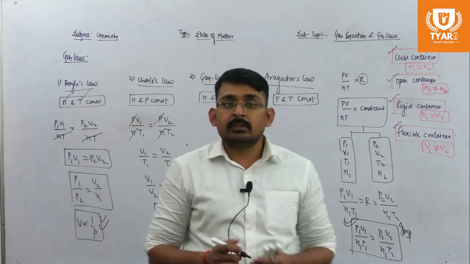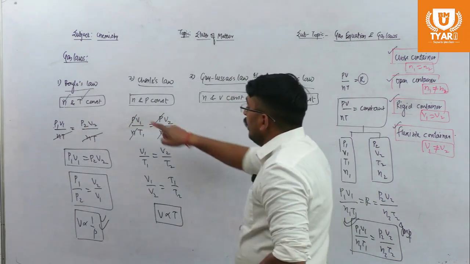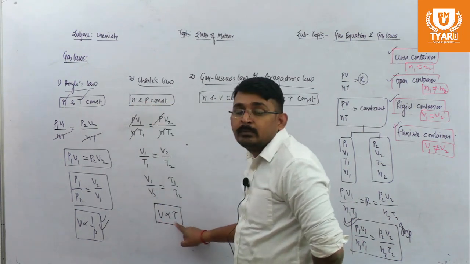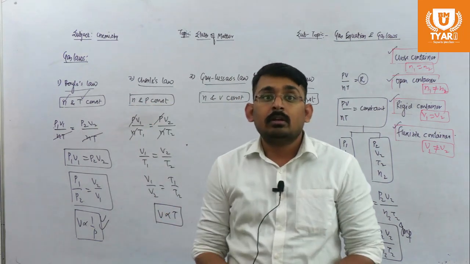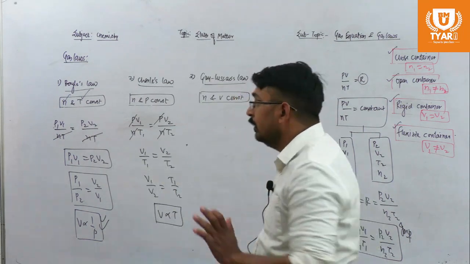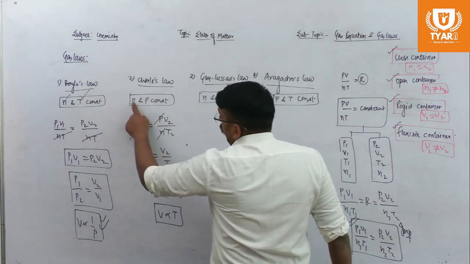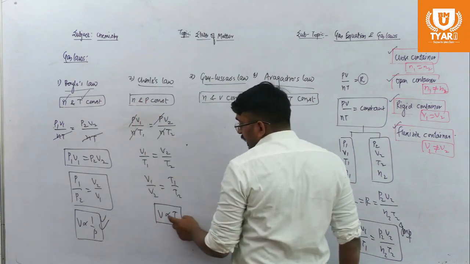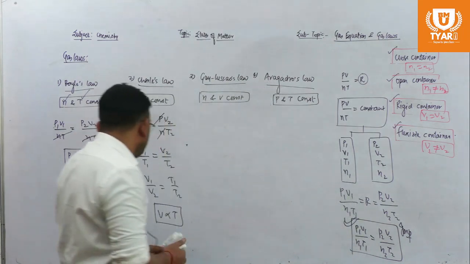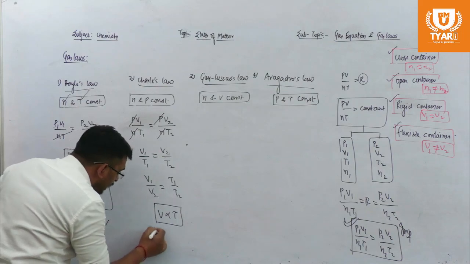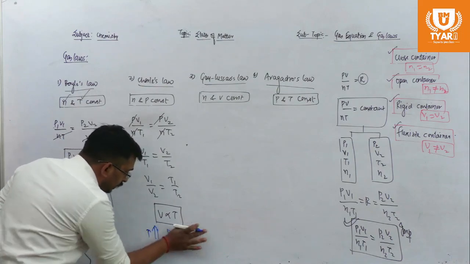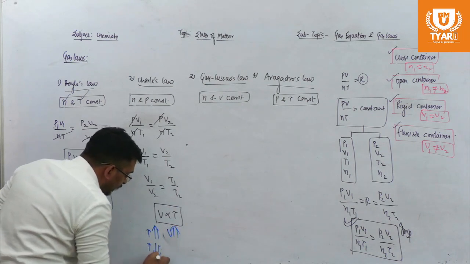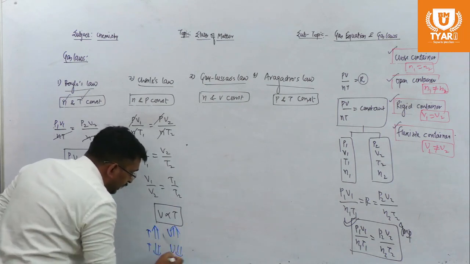What is the meaning of this? What is the statement of this? For a given amount of gas at constant pressure, the volume of gas is directly proportional to its absolute temperature. Can we feel it? It clearly indicates when you raise the temperature, the volume will rise, and when you decrease the temperature, the volume will decrease.